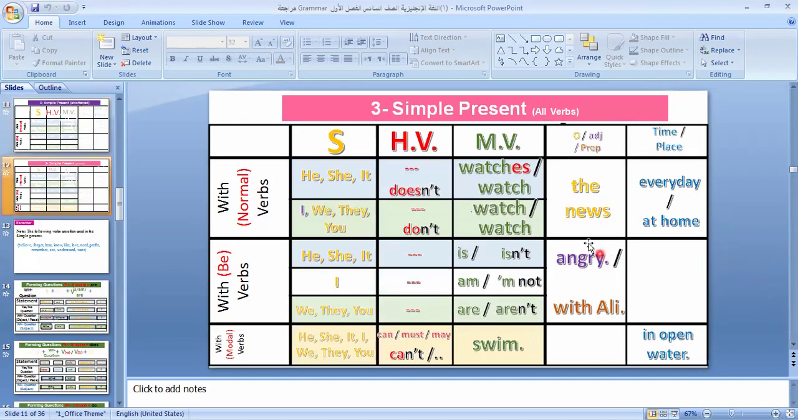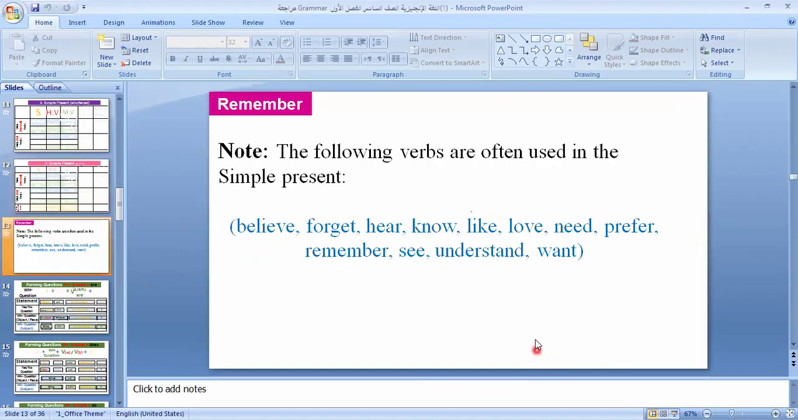Okay. Here in this tense, when we talk about the negative and the question form, in these verbs we have can and can't, must. These are called modal verbs. With modal verbs, we say I can or must or may, can't, and put the verb in the infinitive form. Let's go to another one.